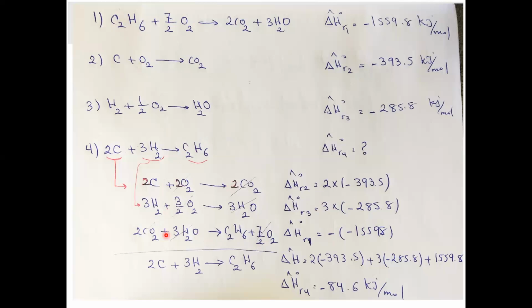So by adding these 3 reactions together, we can reach our desired reaction, which is here. Since the addition of these reactions leads to the desired reaction, we can add all these values together and calculate the standard heat of reaction by using Hess's law. I hope it is clear.